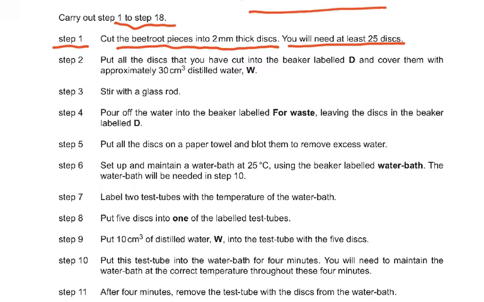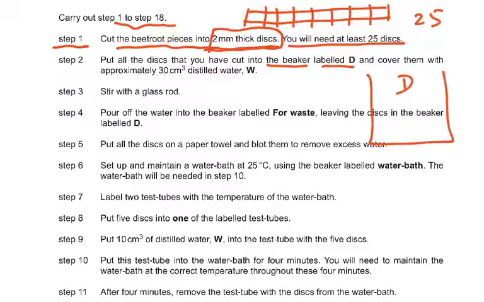So this was the beetroot given to you. You just cut it up into pieces, and you have to measure it. It should be 2 mm thick. So 2 mm thick discs, you will need at least 25 discs. Now put all the discs that you have cut into the beaker labeled D. So you put these pieces of beetroot in that, at least 25 pieces, and you cover it with 30 cm cubed of distilled water, which is W, in the beaker W.